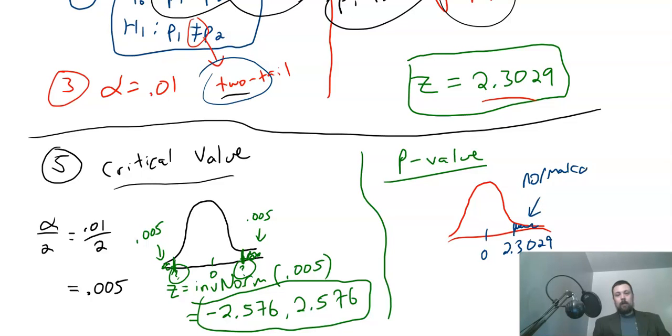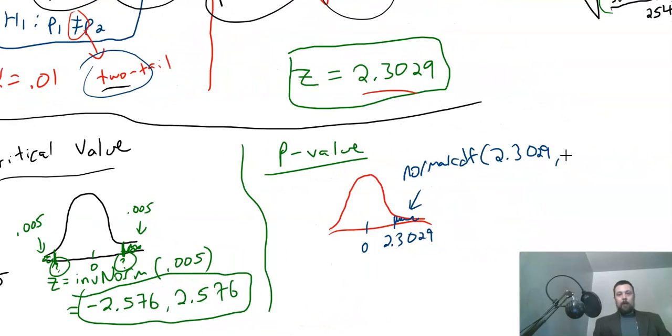normal CDF. The lower bound there is 2.3029. I'll scroll over a little bit since I'm out of room here. The upper bound is infinity, and that's it, right? There's no degrees of freedom. And so that's going to give me normal CDF 2.3029, comma, 9, a bunch of 9s. And I get 0.0106.